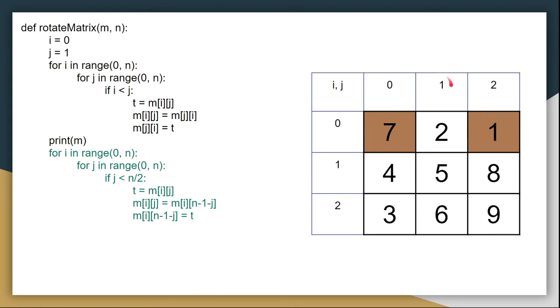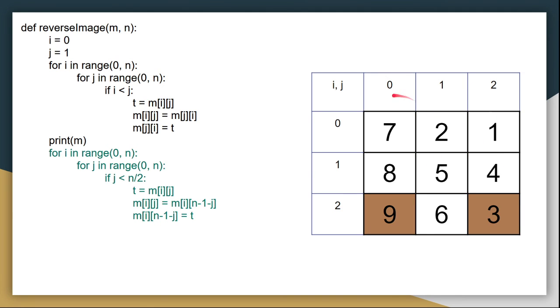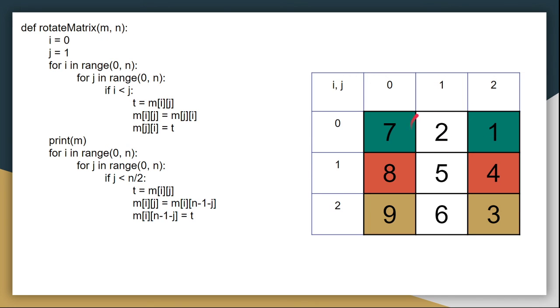1 is not smaller than 1, so you don't swap anything. And 2 is not smaller than 1, so you don't swap anything. 0 is smaller than 1, so you swap the 8 and the 4. 1 is not smaller than 1, and neither is 2. Once again, 0 is smaller than 1, so you swap the 9 and the 3. You don't swap the 6 or the 3 with anything, because 1 and 2 are not smaller than 1. So this is what we swapped.